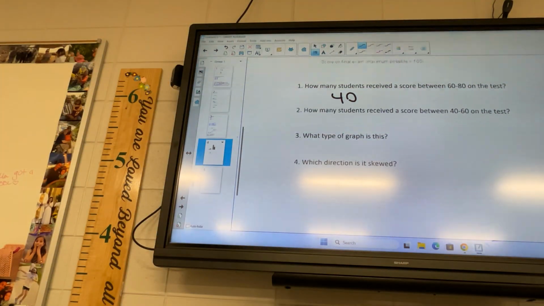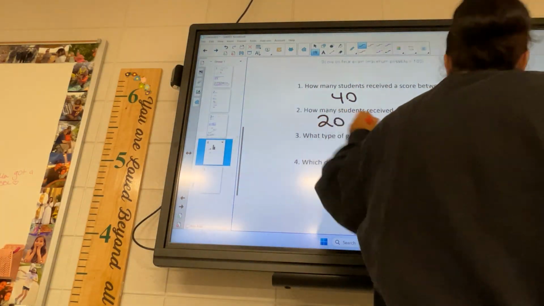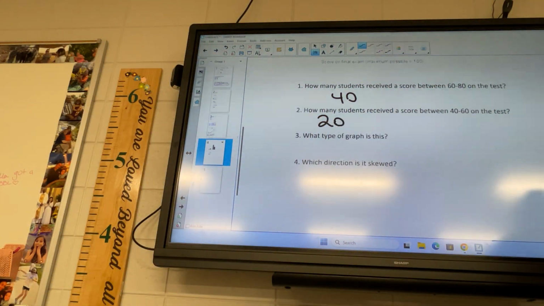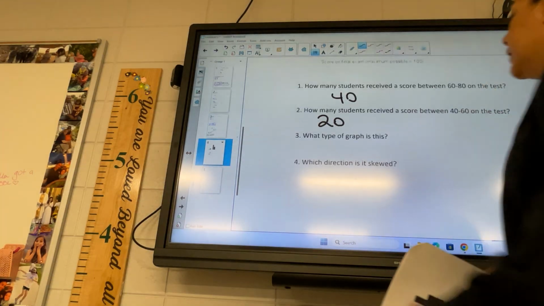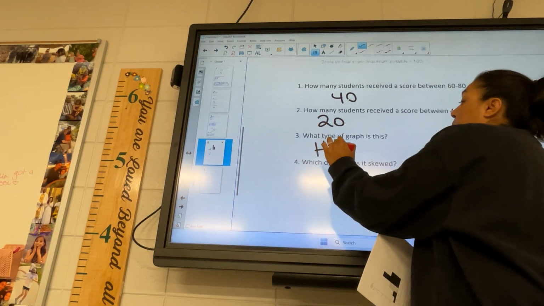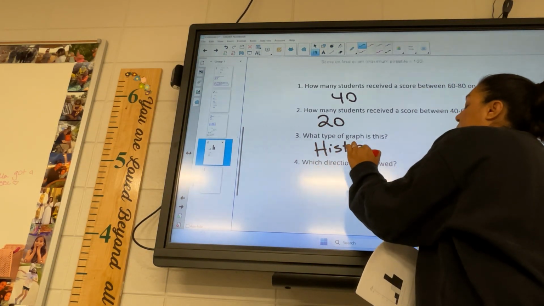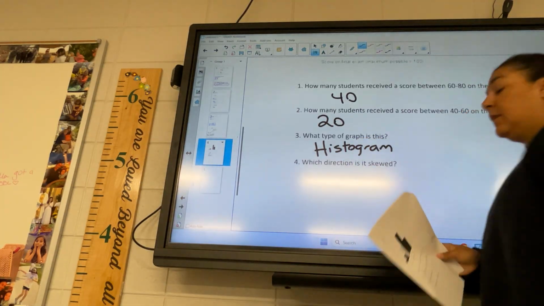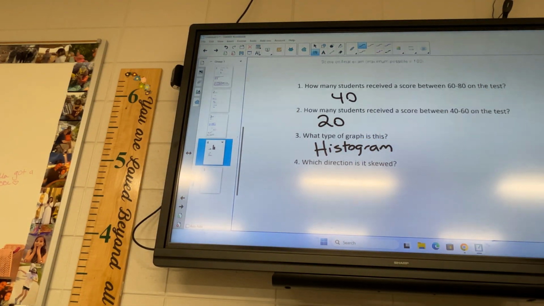How many students received a score between 40 and 60 on the test? 20. 20, good. What type of graph is this? It's a histogram. Okay, I want you to think, what direction is this skewed?